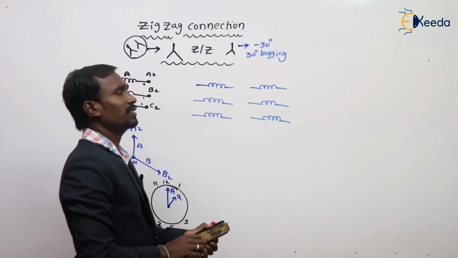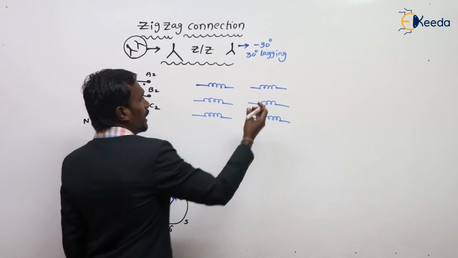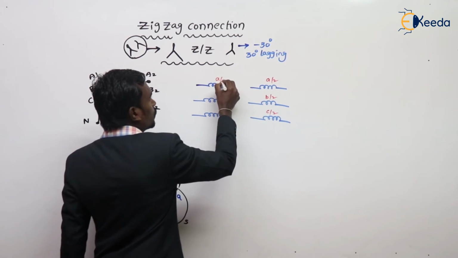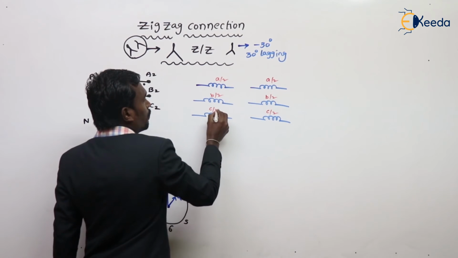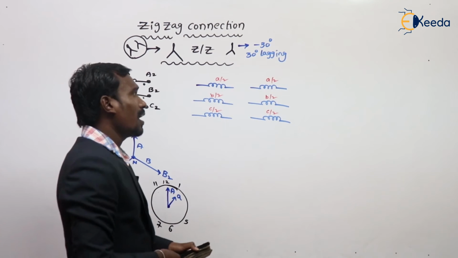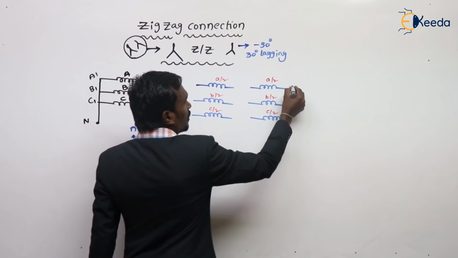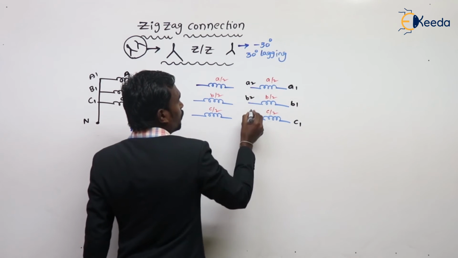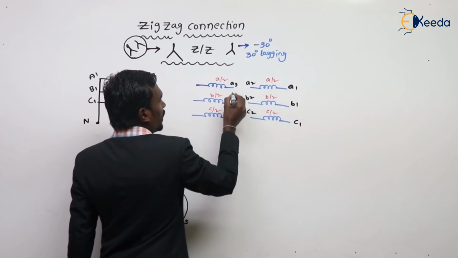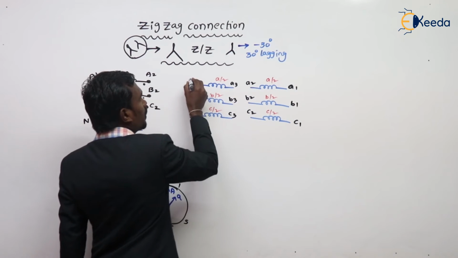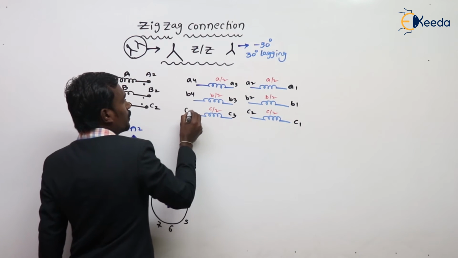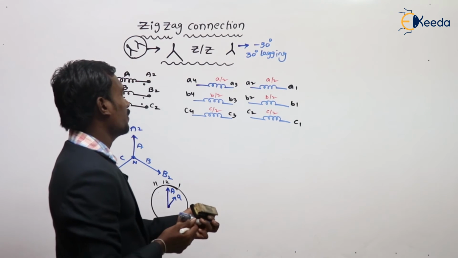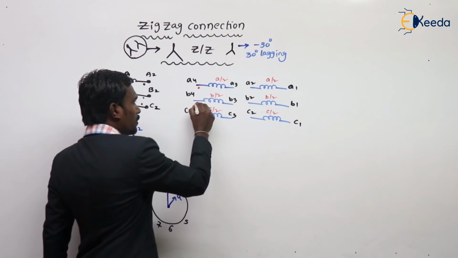Yes, these are the secondary windings. And here we know this is A by 2, B by 2, C by 2. A by 2, B by 2, C by 2. And next here A1, B1, C1, A2, B2, C2, A3, B3, C3, A4, B4, C4. Right? Now always the dots should be here only. This is fixed.